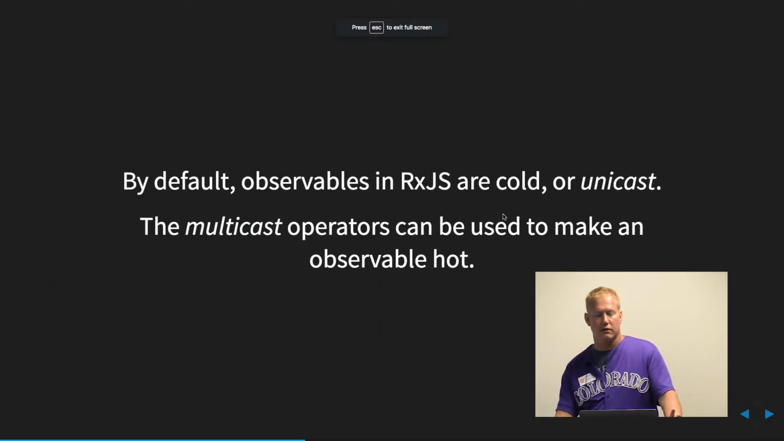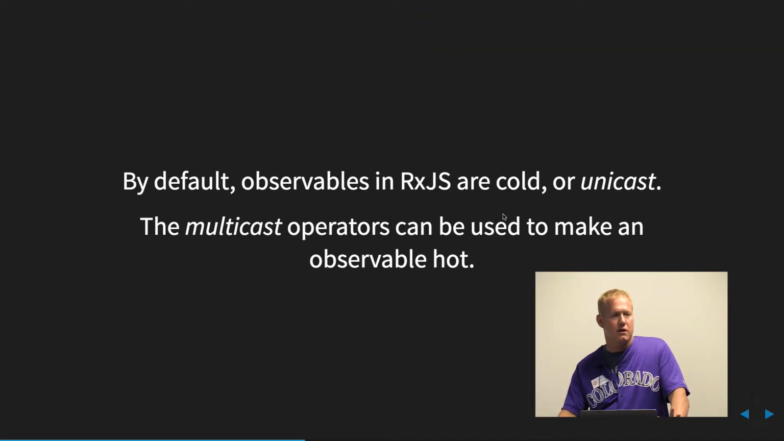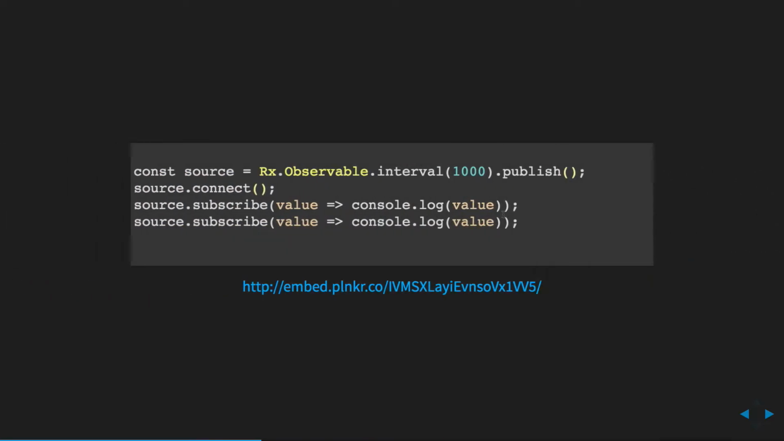All right, so by default, observables are cold, or unicast, so they don't share the same producer. Multicast operators can be used to make an observable hot. In our case, when we did publish, that made it multicast. So we took this observable, which by default is cold, and calling publish makes it hot. Once we call connect, that's when we're saying, now start getting us values.